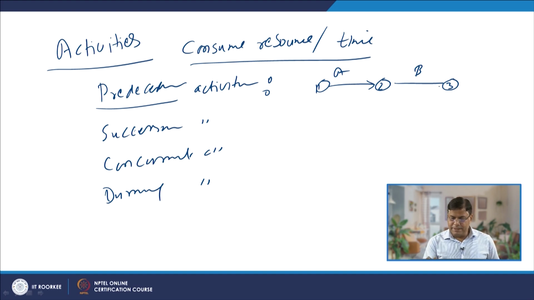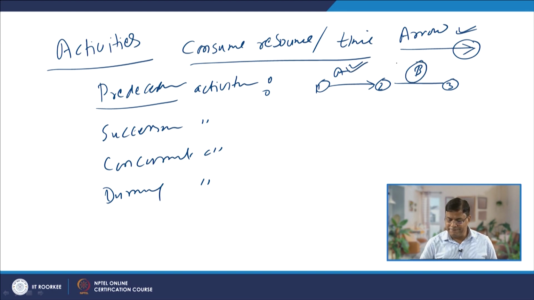So, activities are basically represented by an arrow, where the arrow indicates the direction of the activity. Basically, this is the symbol for showing the activity. If we consider activities A and B, then activity A will be the predecessor activity for activity B. B can be taken up only on completion of A.